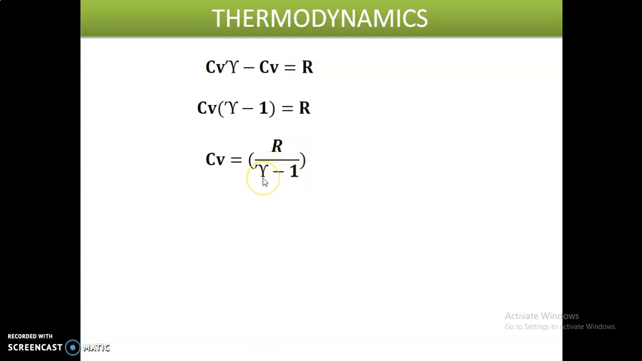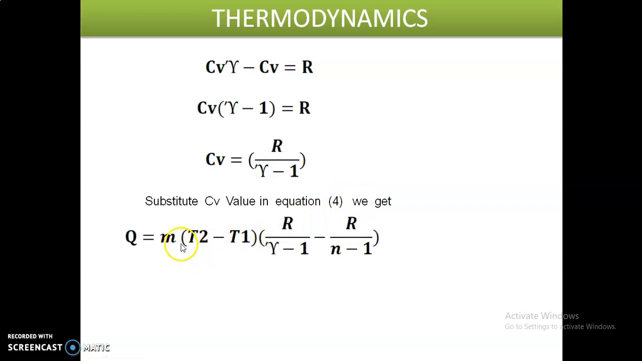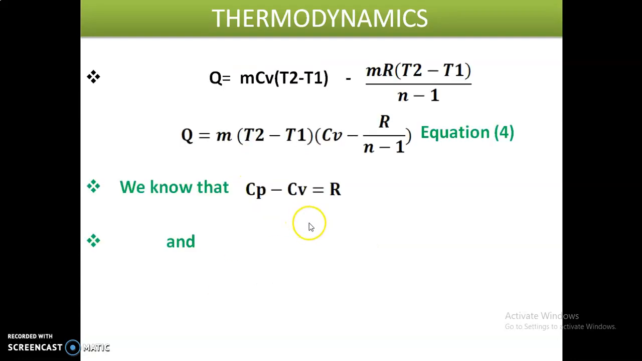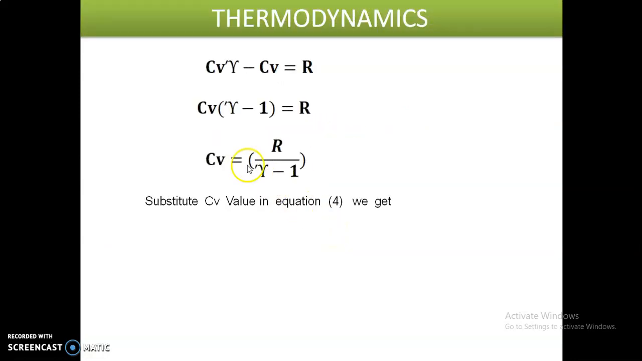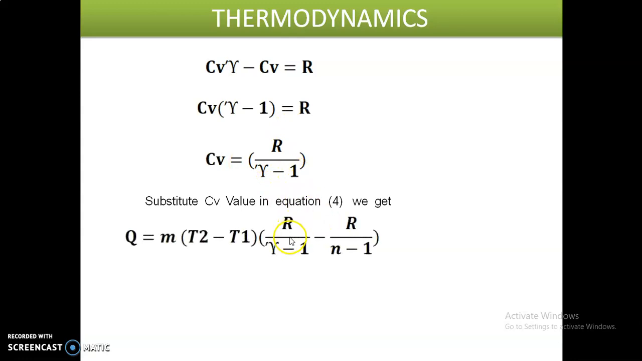So substitute the Cv value in equation number 4. We get Q is equal to m(T2 minus T1)[R by (gamma minus 1) minus R by (n minus 1)]. What is equation number 4? This is equation number 4. At this place substitute the Cv value. What is Cv? R by (gamma minus 1). We get the equation like this: Q is equal to m(T2 minus T1)[R by (gamma minus 1) minus R by (n minus 1)].